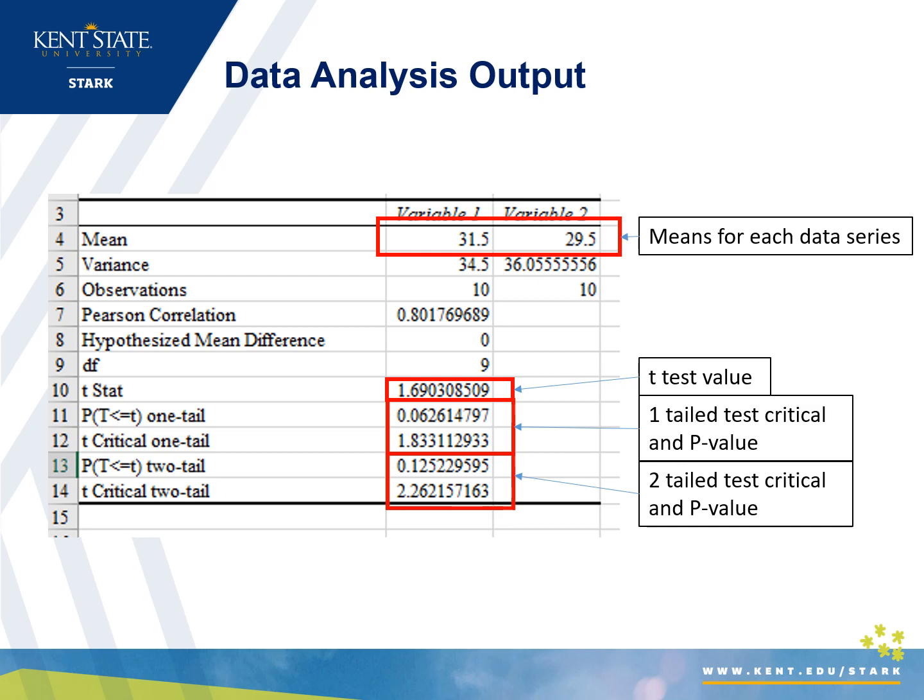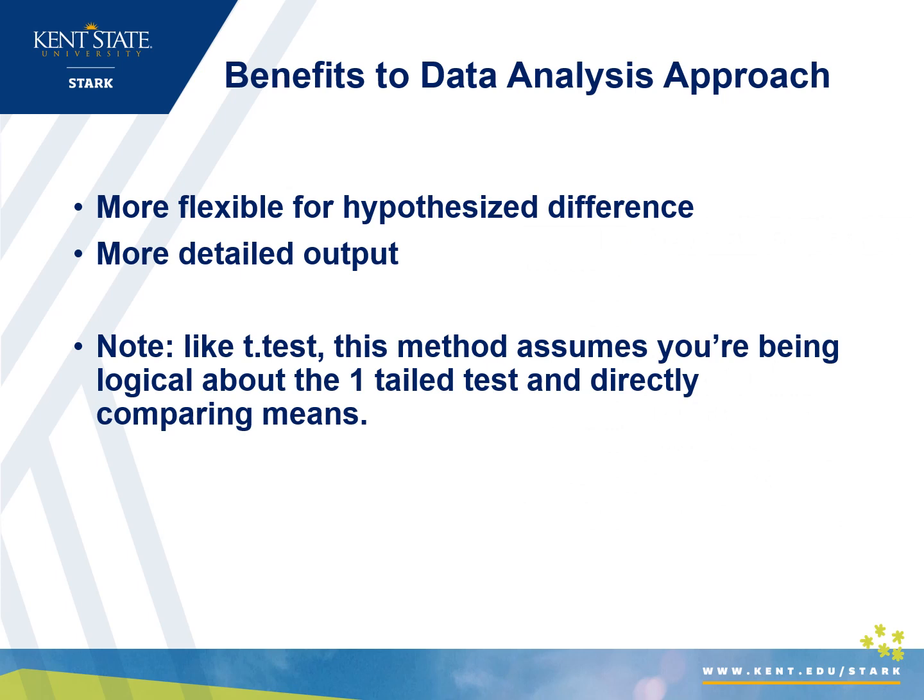Then here's the output you get. At the top, we have the means for each sample, so we can see which is higher in the sample. Toward the bottom, we can observe the calculated t-statistic, which we can compare to critical values, which it provides if we want to use that method, and also the p-values and critical values for both the one-tailed test and the two-tailed test are provided to us. Of these two methods, that is t.test and the data analysis approach, I prefer the data analysis approach. It's more flexible, it allows us to hypothesize a difference, and also it gives us much more detailed output.